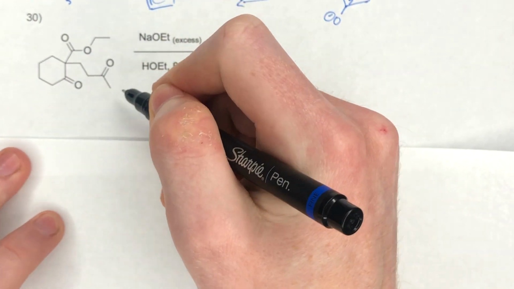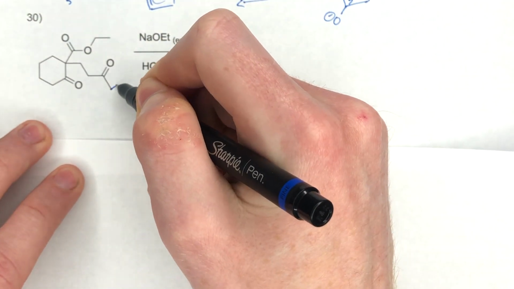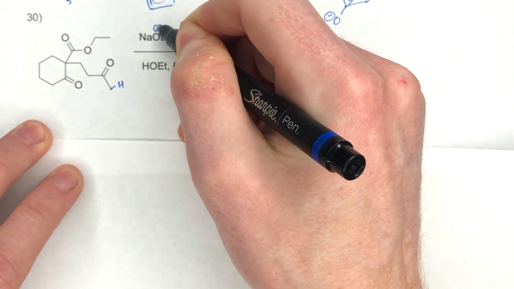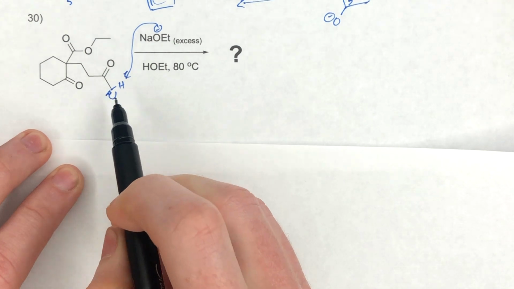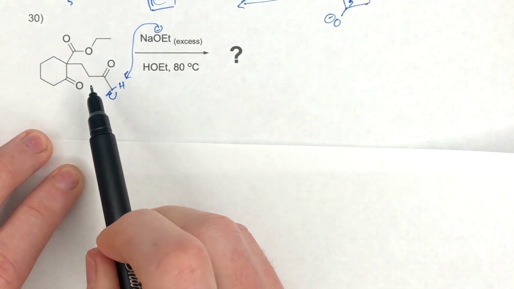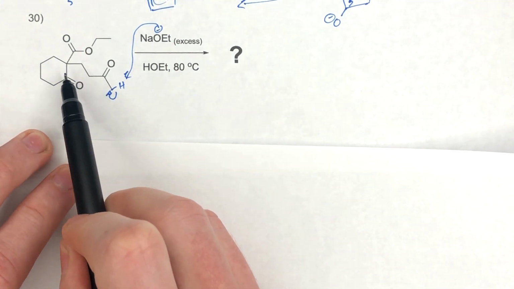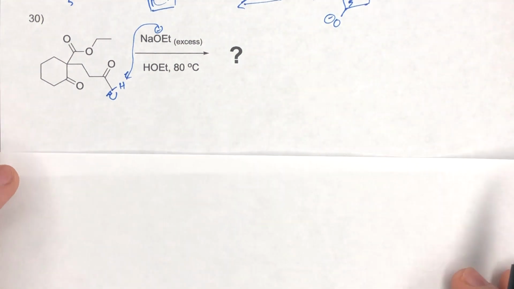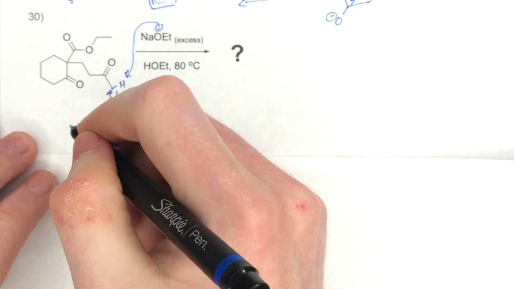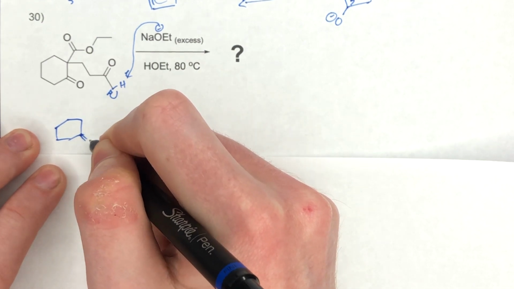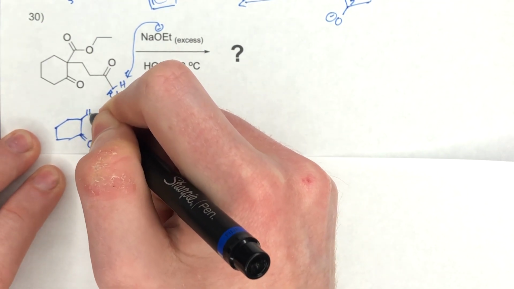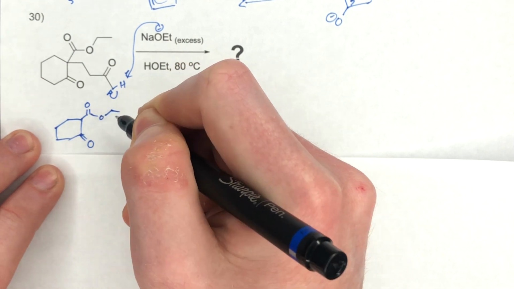and this is the more likely one to be removed, because once it is removed, we can cyclize here and form a 6-membered ring. If we removed this position, it would be a 4-membered ring. 4-membered rings are far more difficult to create than 6-membered rings. So this is not what's going to happen. You're going to form the 6-membered because it's easier.